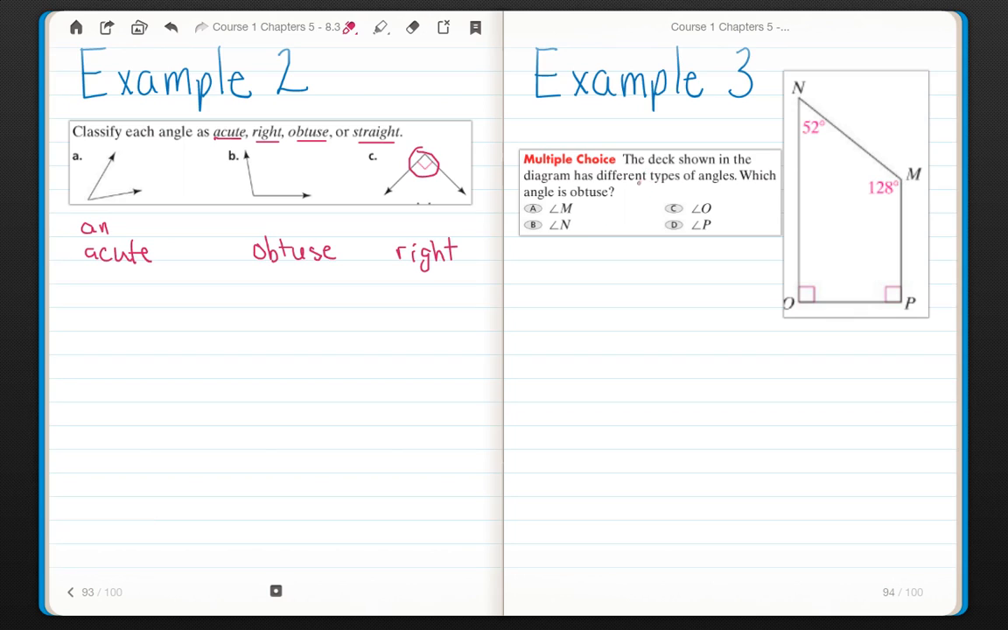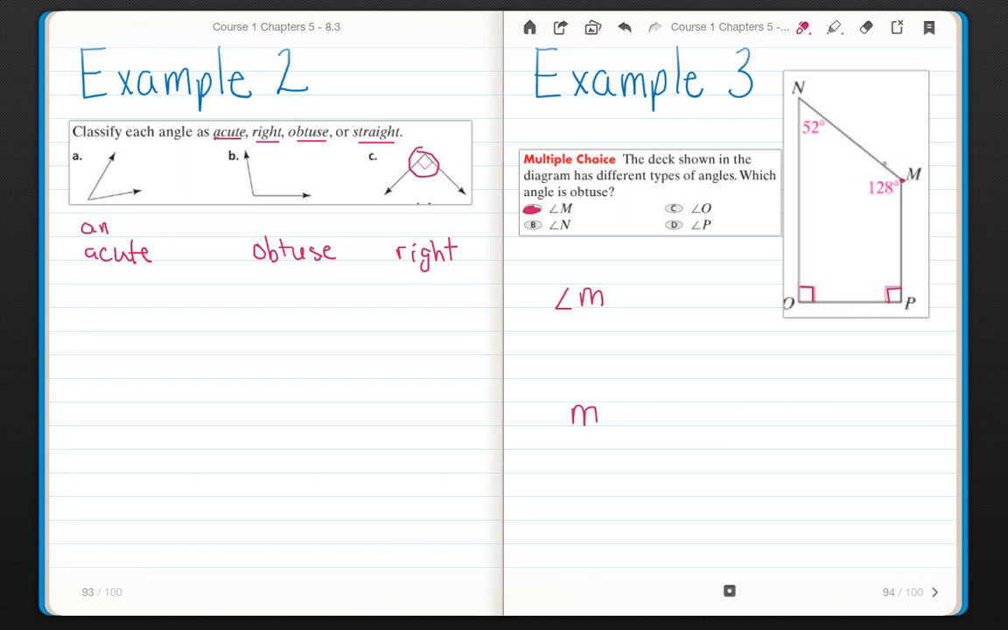Now, example 3. The deck shown in the diagram has different types of angles. Which angle is obtuse? Well, angles O and P are both right angles. They have the perpendicular symbol right here. Angle N is 52 degrees, less than 90, but angle M is 128. So angle M is obtuse. Now notice they put the angle symbol in front of it. If you just say M, M is the point. It is the vertex. Okay?